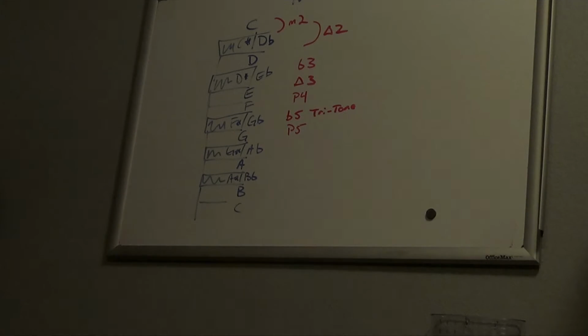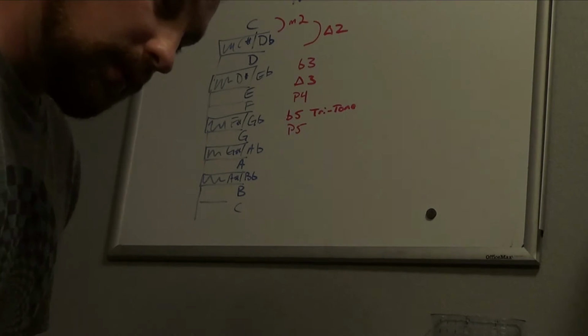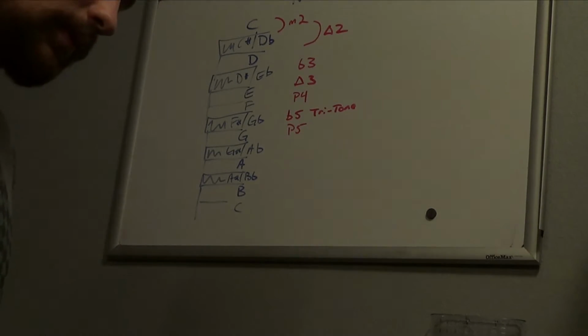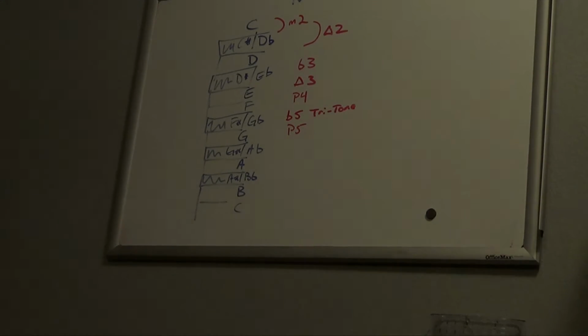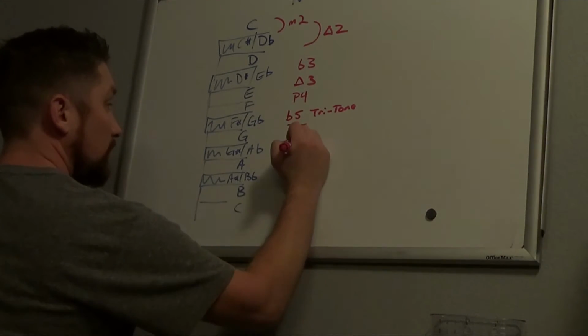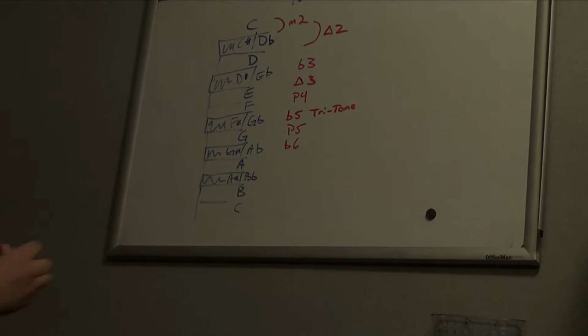Major. No. Triangle's a major. But we're going from C to A flat. It's happier. So where's A flat? You're close. It is a 6, but it's just not a major 6. Minor 6. And A? Major 6. Major 6.